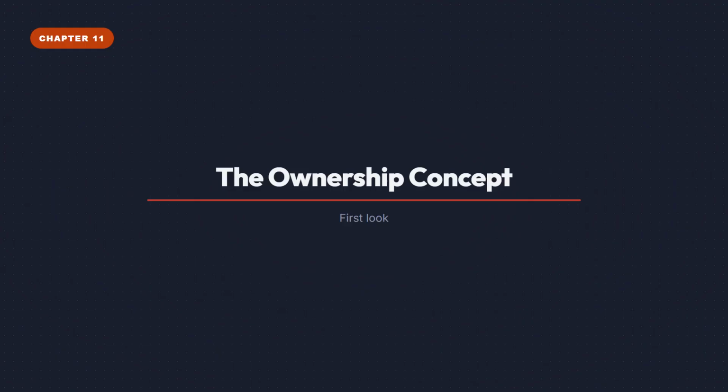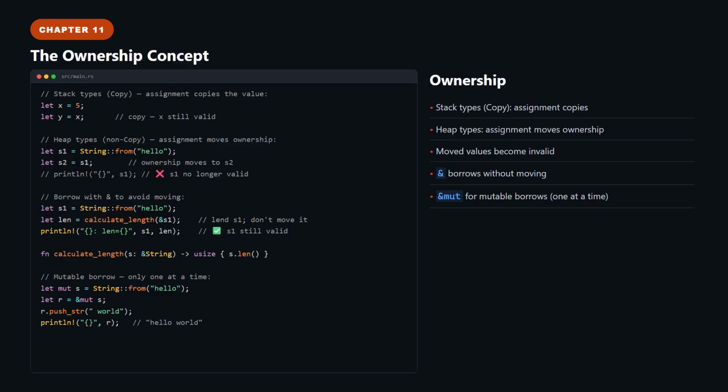Chapter 11. The ownership concept. First look. Ownership is Rust's core memory management model. Stack-allocated types like integers implement Copy. Assignment copies the value, and both remain valid. Heap-allocated types like String have a single owner. Assigning to another variable moves ownership, leaving the original invalid.